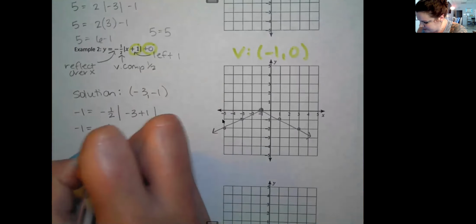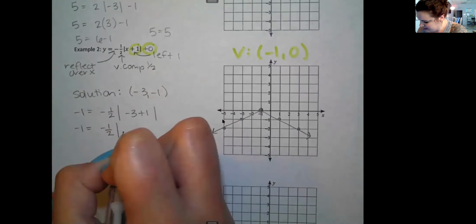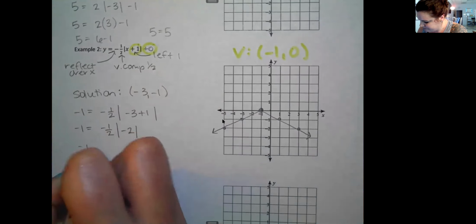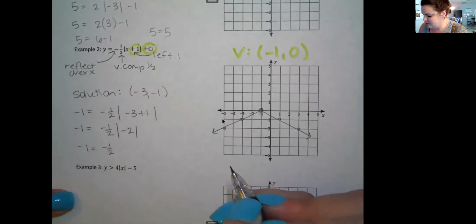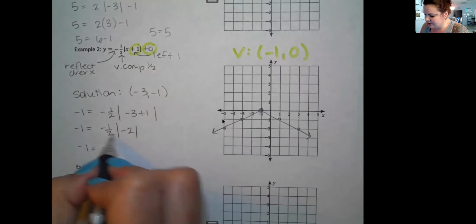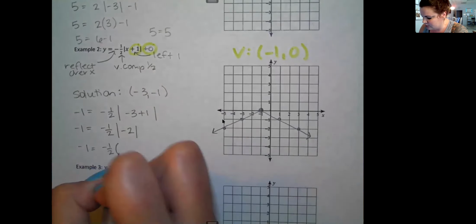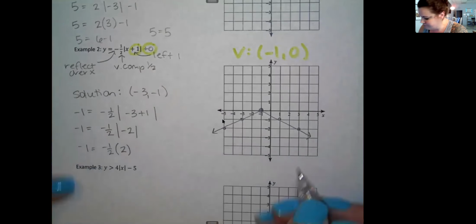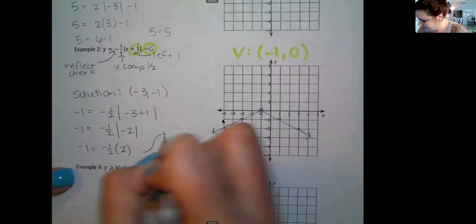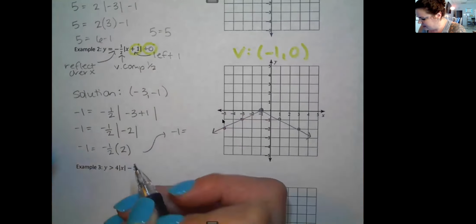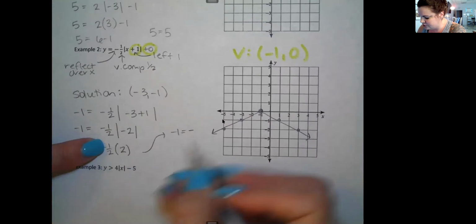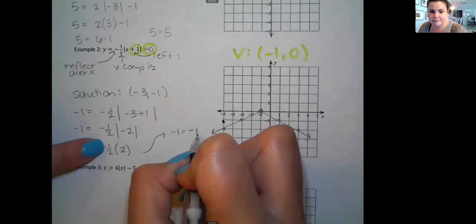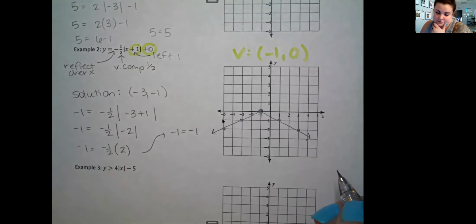All right, so -3 plus 1 is -2. The absolute value of -2 is a +2. These two things are written right next to each other. That means they're being multiplied together. And then I know that my answer is going to be negative because there's a negative in the front. And then I'm saying 1/2 of 2. And 1/2 of 2 is just 1. So -1 equals -1, which is what we expected.